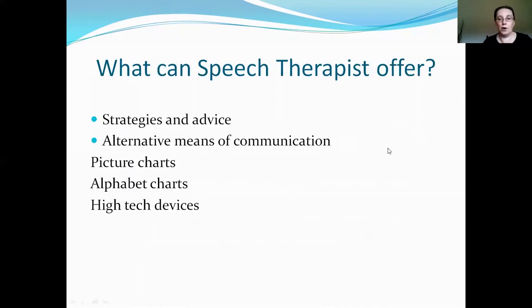So, what can we offer as speech and language therapists to help with these types of clients? We often offer strategies and advice and ways to make communication that little bit easier for both parties. Sometimes we'll look at alternative means of communication. By that we mean things like picture charts or alphabet charts, or sometimes we will consider high-tech devices. So I'll just go on and talk about that a little bit more now.